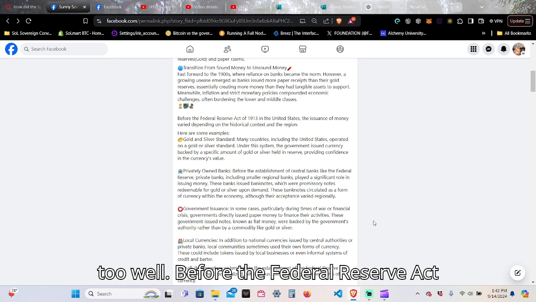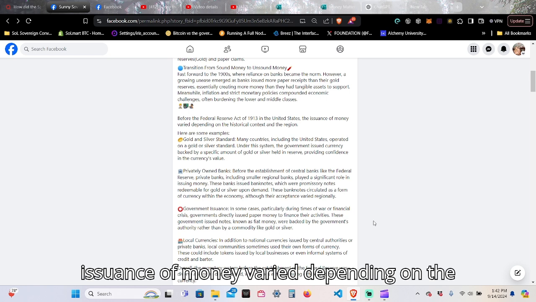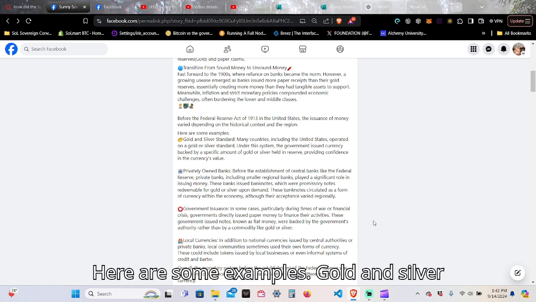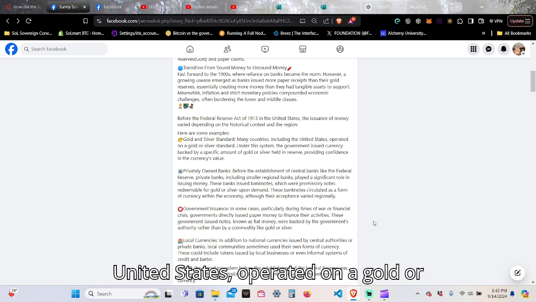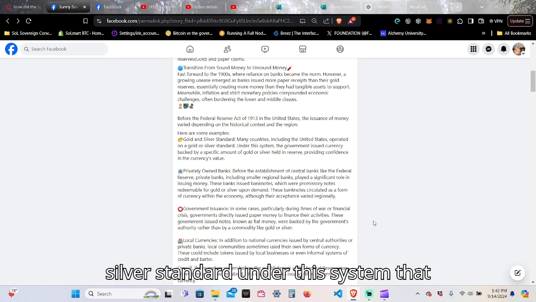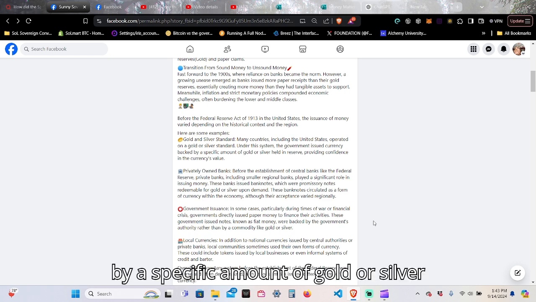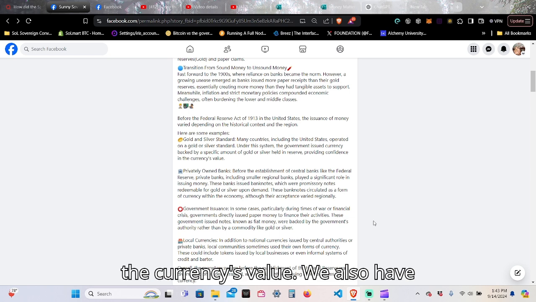Before the Federal Reserve Act of 1913 in the United States, the issuance of money varied depending on the historical context and the region. Here are some examples. Gold and silver standard: many countries, including the United States, operated on a gold or silver standard. Under this system, the government issued currency backed by a specific amount of gold or silver held in reserves, providing confidence in the currency's value.